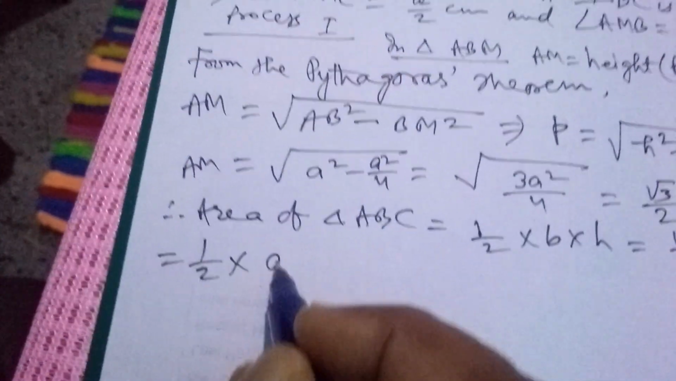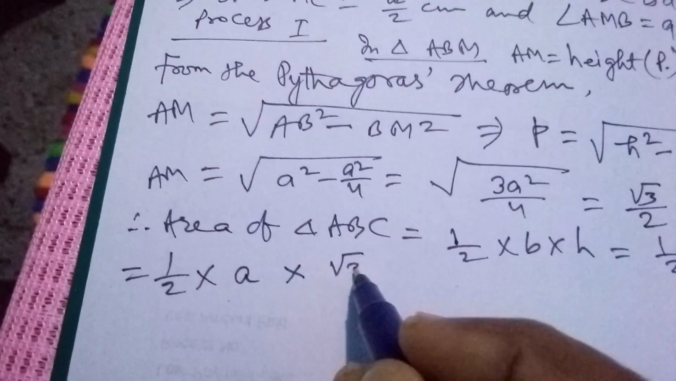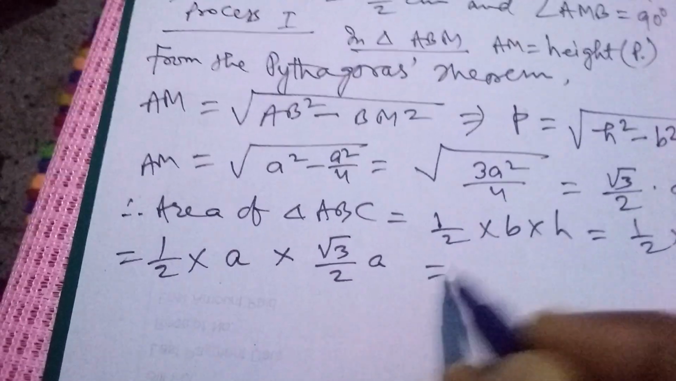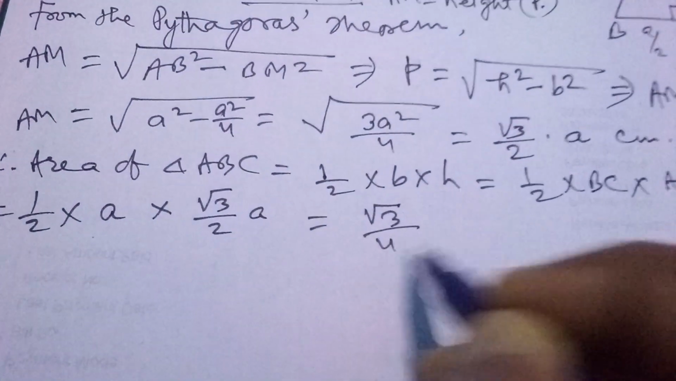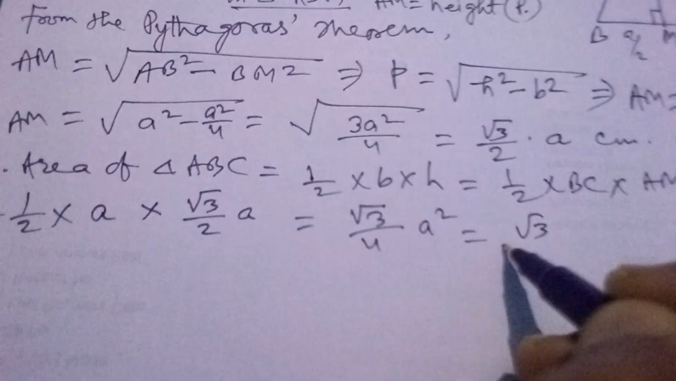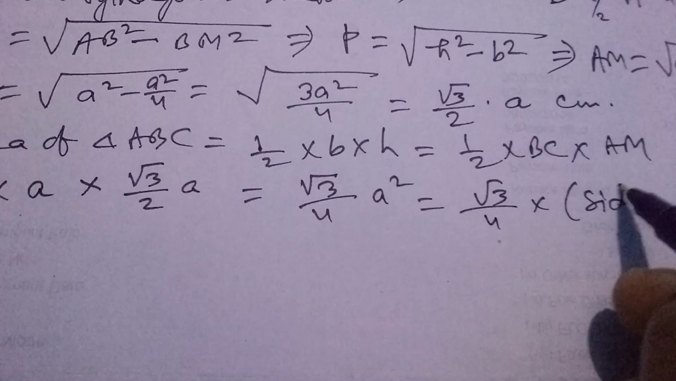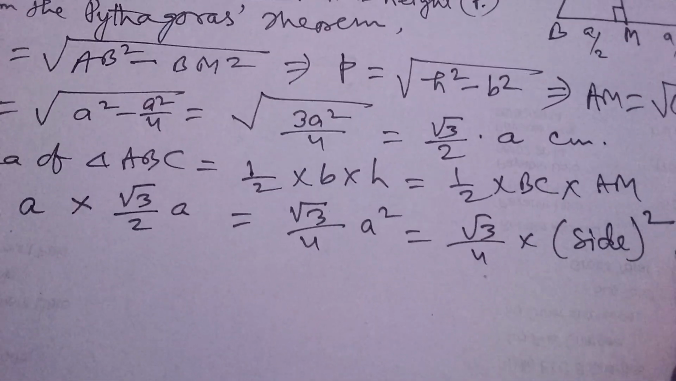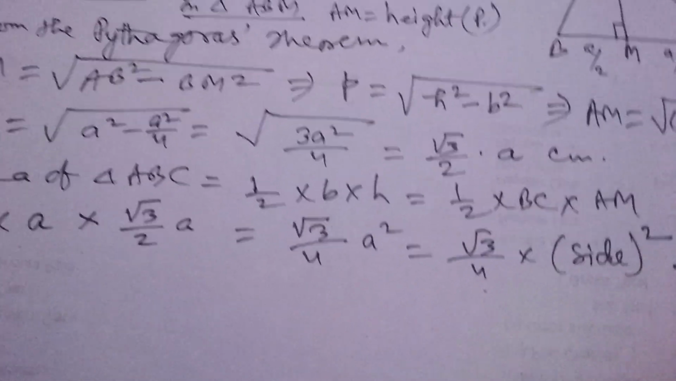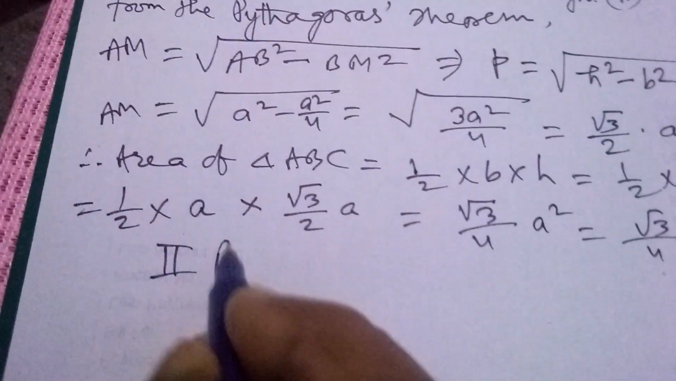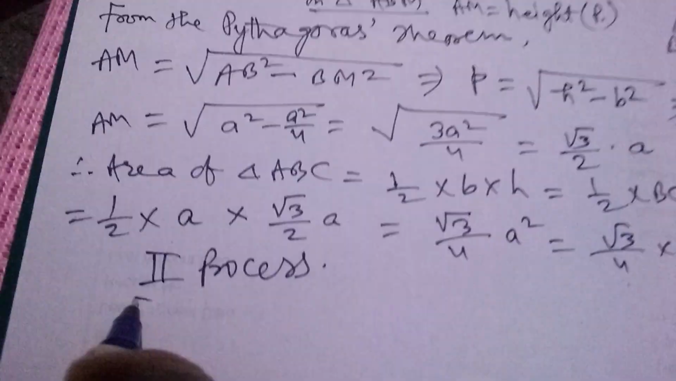So what will we write? 1 by 2 into a into AM, which is root 3 by 2 a, and that equals root 3 by 4 a square, that is root 3 by 4 into side to the whole square, cm square. Now the second process, we will use trigonometry.